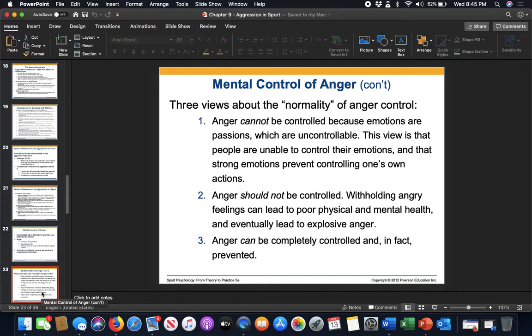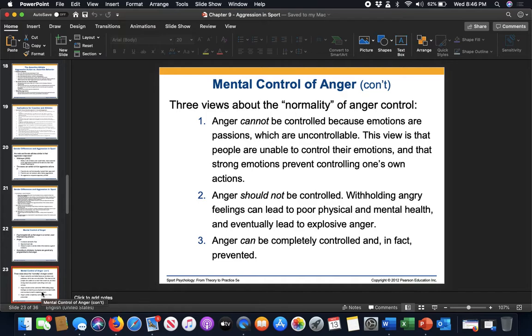Anger cannot be controlled because emotions are passions which are uncontrollable. Again, these are what's normal. Well, yeah, if anger comes out, it's just how you deal with it and how you can diminish it quicker than letting it overcome you or consume you. Anger should not be controlled. If you keep things bottled up, it's just like shaking up a 2 liter bottle of Pepsi. At some point, if you unleash it, it's going to go.